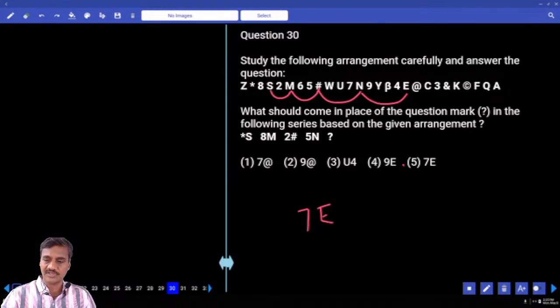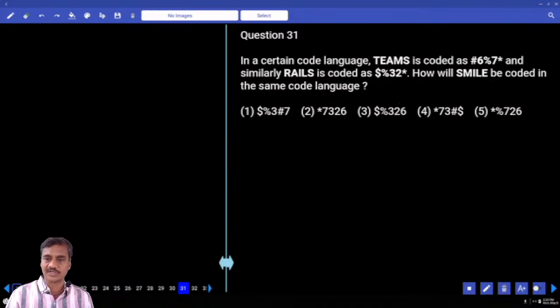What is your answer? 7E, that is choice 5, question number 30. The next one, 31 onward. Now in this 31, in a certain code language, the word teams is coded as rails, then how will smile be coded in that one?